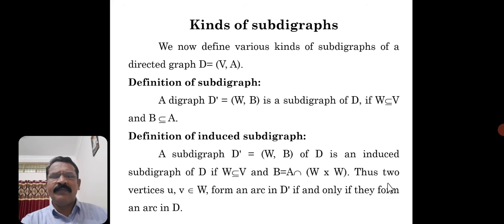Now, if I consider D as a directed graph, if I say D equal to (V, A), what does it imply? D is a digraph with the vertex set V and the edge set A. Edge set you may say, or you may say arc set. Okay. Now we consider different kinds of subgraphs. What happens with these combinations?